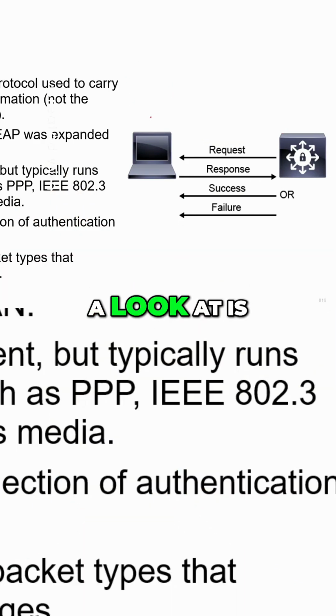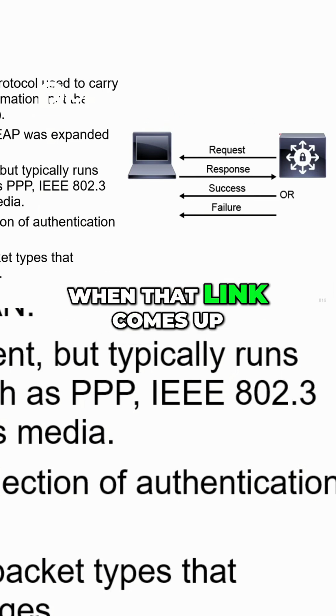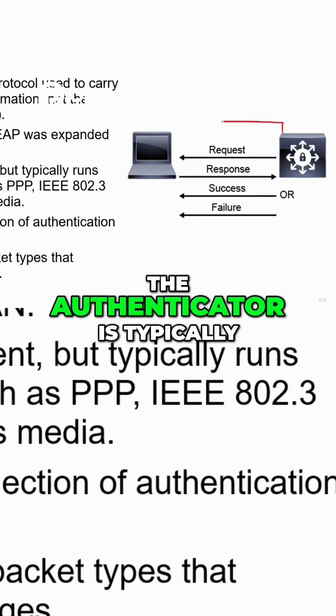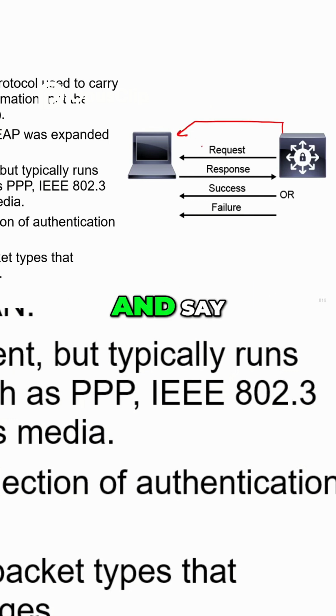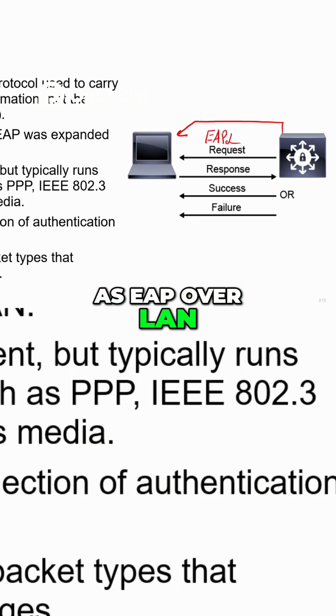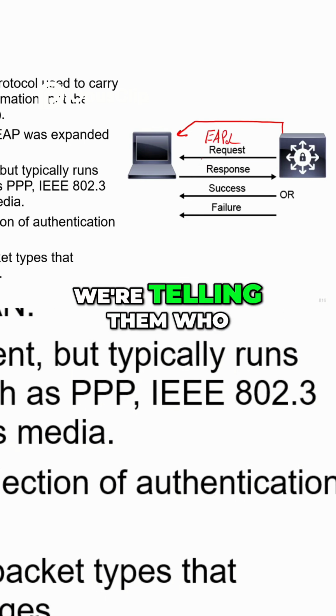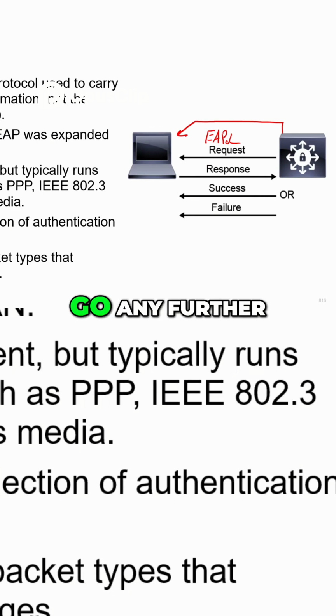So what we take a look at is when a user or supplicant first joins the network, when that link comes up, the authenticator is typically going to query it and say, hey, who goes there? And this is what we call EAP. You'll also see this abbreviated as EAP over LAN. And what we're doing is we're basically authenticating to the network. We're telling them who we are before we go any further.